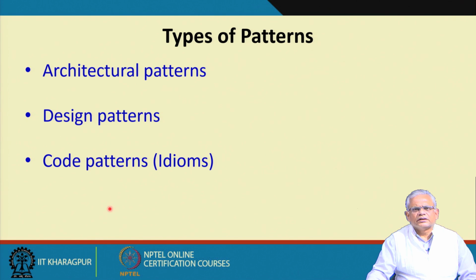Now, what are the different patterns that exist in the software development area? Broadly speaking, there are three main types of patterns: the architectural patterns, the design patterns, and the code patterns, which are also called idioms. In our discussions, we will focus on the design patterns, but since we are discussing patterns, we will also have an idea of what architectural patterns and code patterns are.